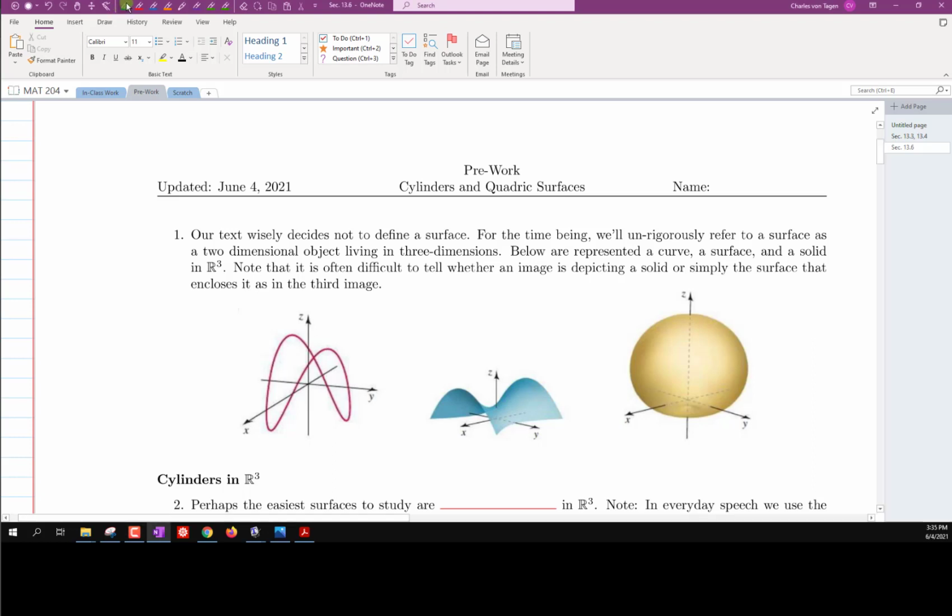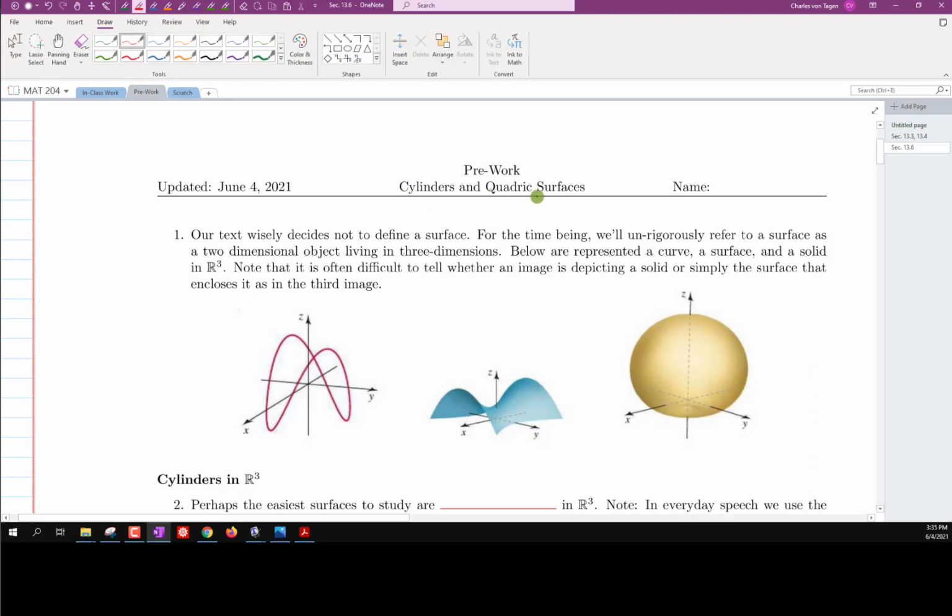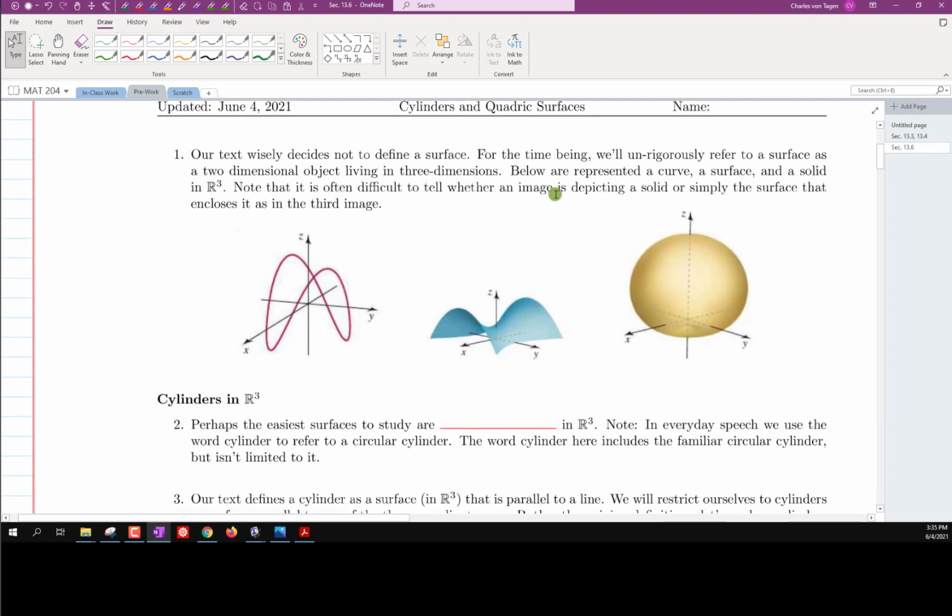So folks, in this section we're going to explore surfaces in 3 dimensions. Specifically, we'll be looking at cylinders and quadric surfaces. So our book decides not to define a surface, and I think that was a good idea.